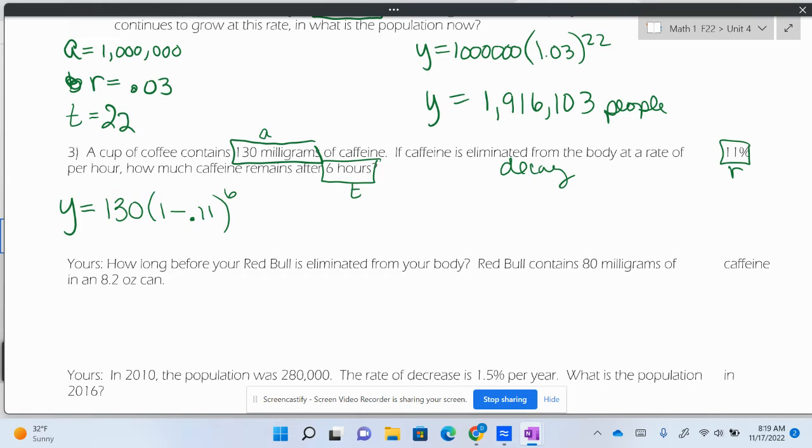What'd you get? I was asking Alexis. I thought she had it. What'd you get? No? Okay. What'd you get, Lainey? 64? Yeah, I think I wrote 64.6, but that's okay. I think you're right. 64.6 or 64 milligrams is what's left. If you rounded it up, it would go to 65. I just left it at 64.6 milligrams. Okay. Are we good with that? Maybe yes, maybe no. Okay.